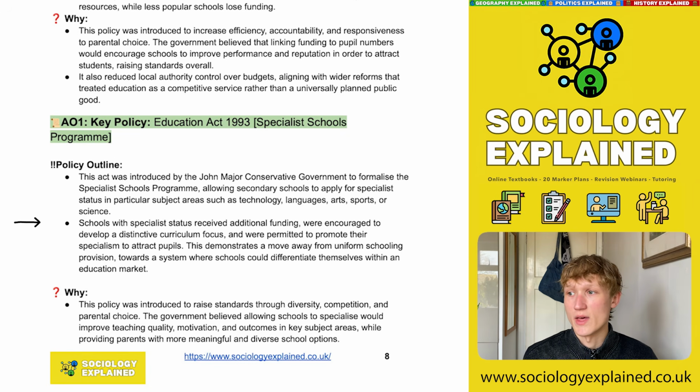Which again demonstrates a way that schools were being less treated as equal by the state, and better schools or specialist schools could compete in a different way to get more money. So once again, it's how a business might specialise in an area of the market to capitalise on the money that can be made there.